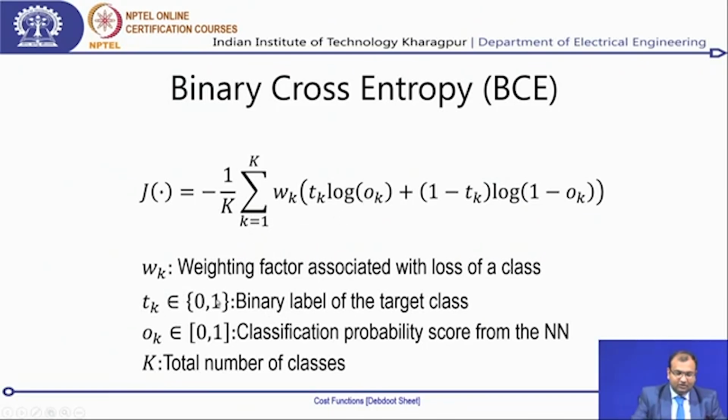Now, on the other side is a classification probability score from the neural network. If you look over here for Tk, this is just a value of 0 or 1, you do not have a floating point value over there. So, there is no continuous value in the range of 0 to 1, but it is either 0 or 1. Whereas, whatever is coming as the predicted output of the neural network can have any value in the range of 0 to 1.